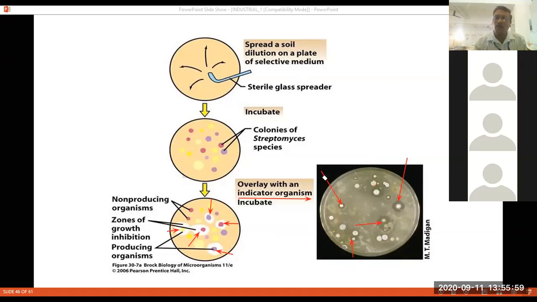So this is one of the very simplest techniques used in industry for the primary screening of microorganisms. It depends on what you are interested in: either antibiotics, or growth factors, or certain extracellular metabolites. So it depends upon the task in which you are interested.